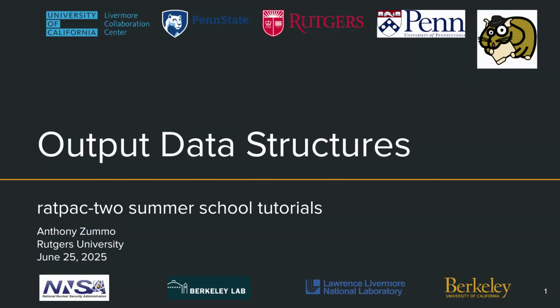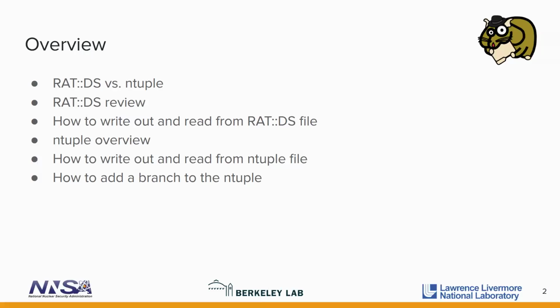Okay, so I'm going to be talking about the output data structures for ratpac. Basically there are two data structures. I'll review a little bit about the DS file and how to write it out and the simplest way of reading it to the browser. Then I'll talk about the ntuple and end with showing some examples of how to add things to the ntuple that you may want to save for your experiment.